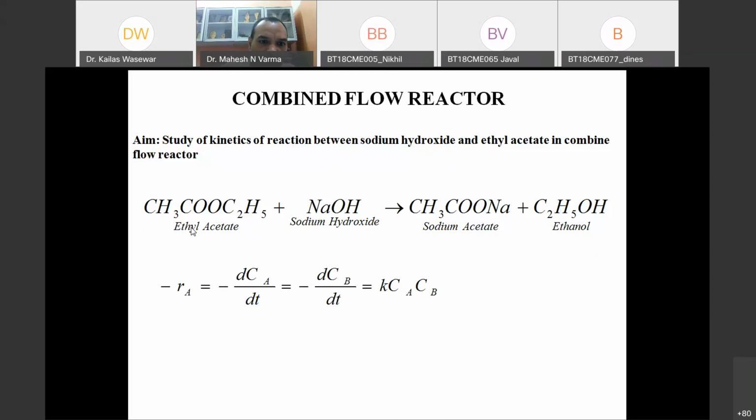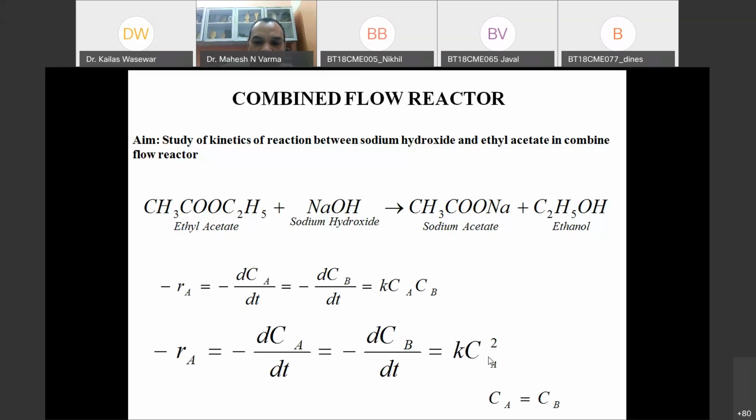So this is a second order reaction. 1 mole of ethyl acetate reacts with 1 mole of sodium hydroxide to give 1 mole of sodium acetate and 1 mole of ethanol. Since it is a second order reaction, you can have this rate equation: Ra equals K Ca into Cb, when Ca0 and Cb0 are not the same. If Ca equals Cb, it can be written as K Ca square.